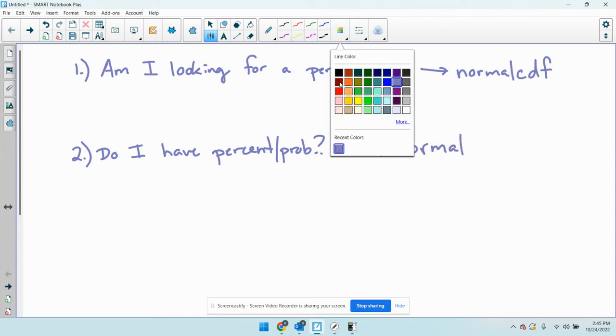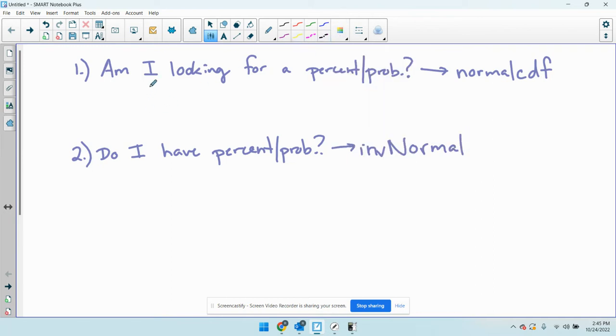Okay. If you are using normal CDF, the next thing you want to figure out is, is it a sample? Am I talking about a sample? The probability regarding a sample. If I am, I have to make sure I change my sigma to the sigma over the square root of n. That's if I'm talking about a sample. Otherwise, my sigma is just going to be the sigma given in the problem. Okay, so these are the three questions we have to ask ourselves every time we do a question in this chapter.